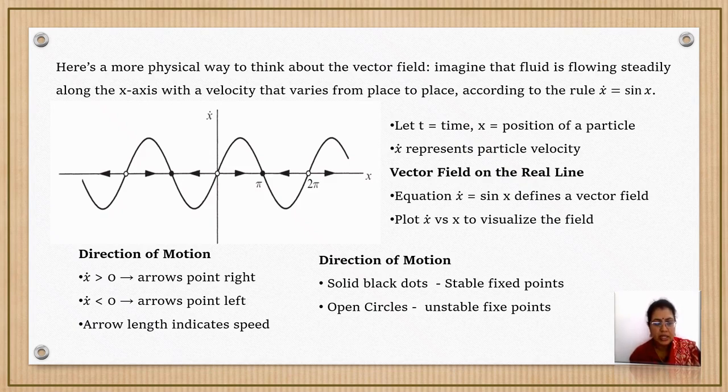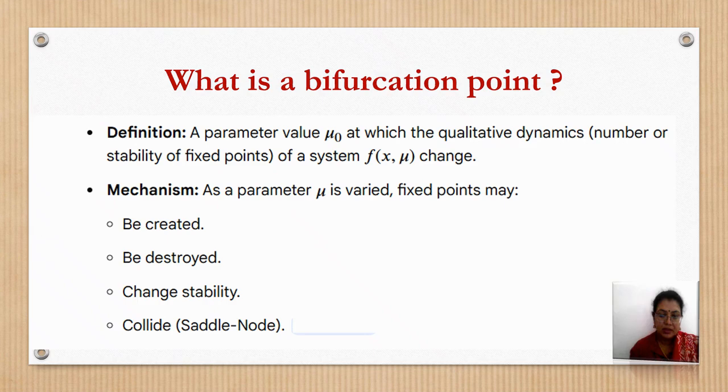So when they are greater than 0, it is towards the right, and when they are less than 0, they are towards the left, and accordingly you can see where the trajectories are moving towards or away and determine whether they are stable or unstable. So now that we have learned what a fixed point is, and when we can call it stable or unstable, the next question is about the bifurcation point.